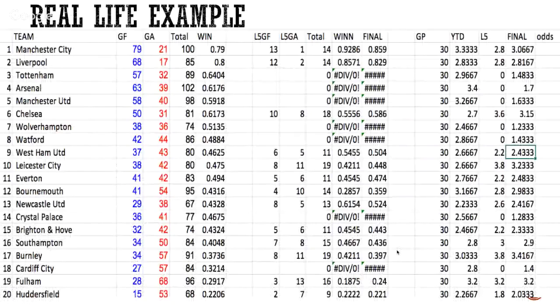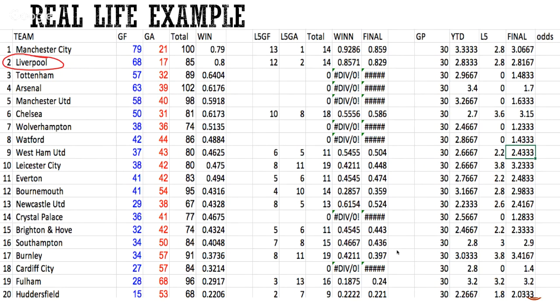Now let's look at a real life example. This is the spreadsheet I came up with. We'll talk about this a lot tonight. First, I want you to look at Liverpool. This is year to date, I think as of last week. They've scored 68 goals and they've given up 17 goals. What we do is pretty simple. We take 68 plus 17, which gives us a total of 85. If you remember the formula, we take 68 divided by 85, which gives us a projected win percentage of 80, which means Liverpool should win 80% of their games.